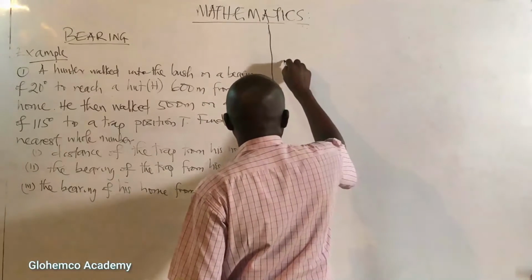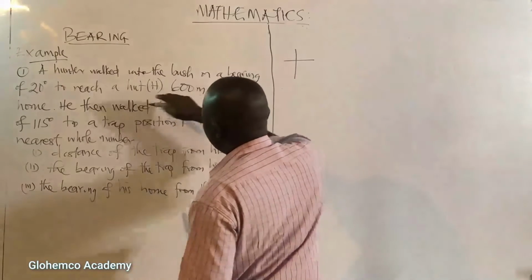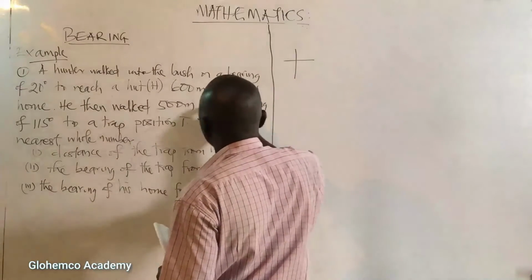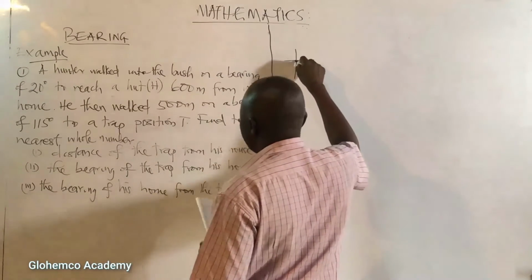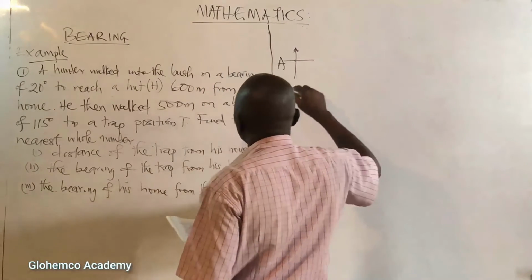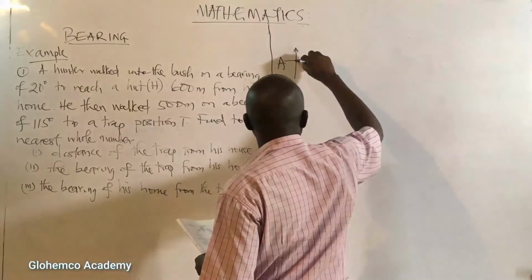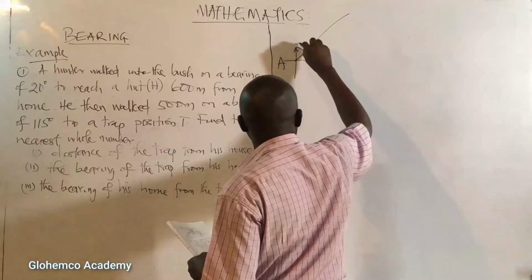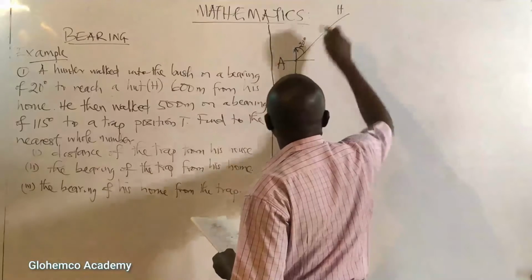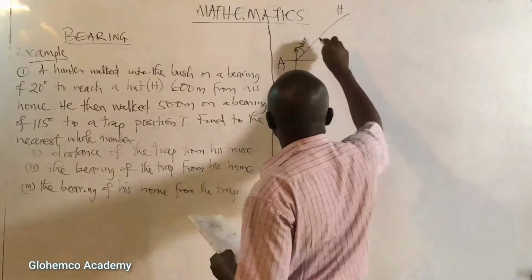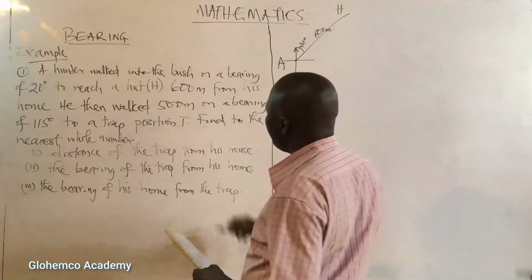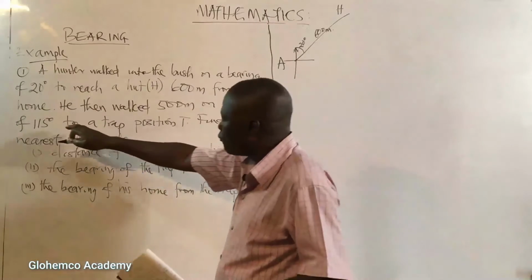Let's say this is the starting point. A hunter walked into the bush on the bearing of 20 degrees from his home. This is the home. Let A represent the home, and this is the true north. The 20 degrees will go this way, that means from the true north to this place is 20 degrees, to a hut H, which is 600 meters. He then walked 500 meters on a bearing of 115.